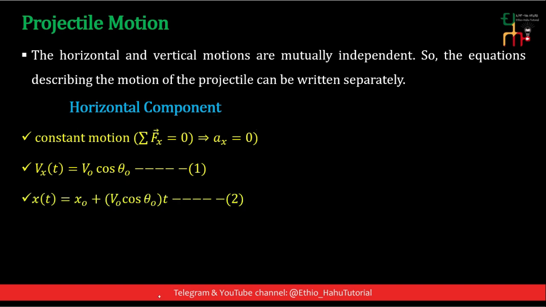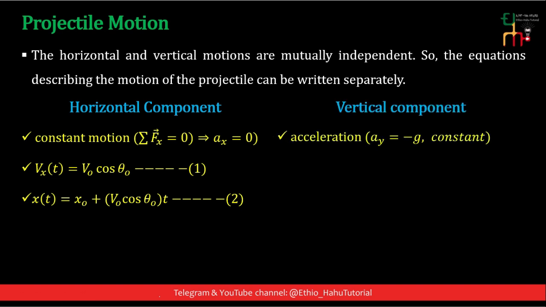x of t, the horizontal displacement of the particle at any time t, is given by x naught plus v0 times cosine of theta naught times t. This is the displacement along the x-axis at any instant of time. When we come to the vertical component, along the vertical direction there is a net force acting on the projectile, and that net force is gravitational force, and this gravitational force is the only net force acting along the vertical direction on the projectile.